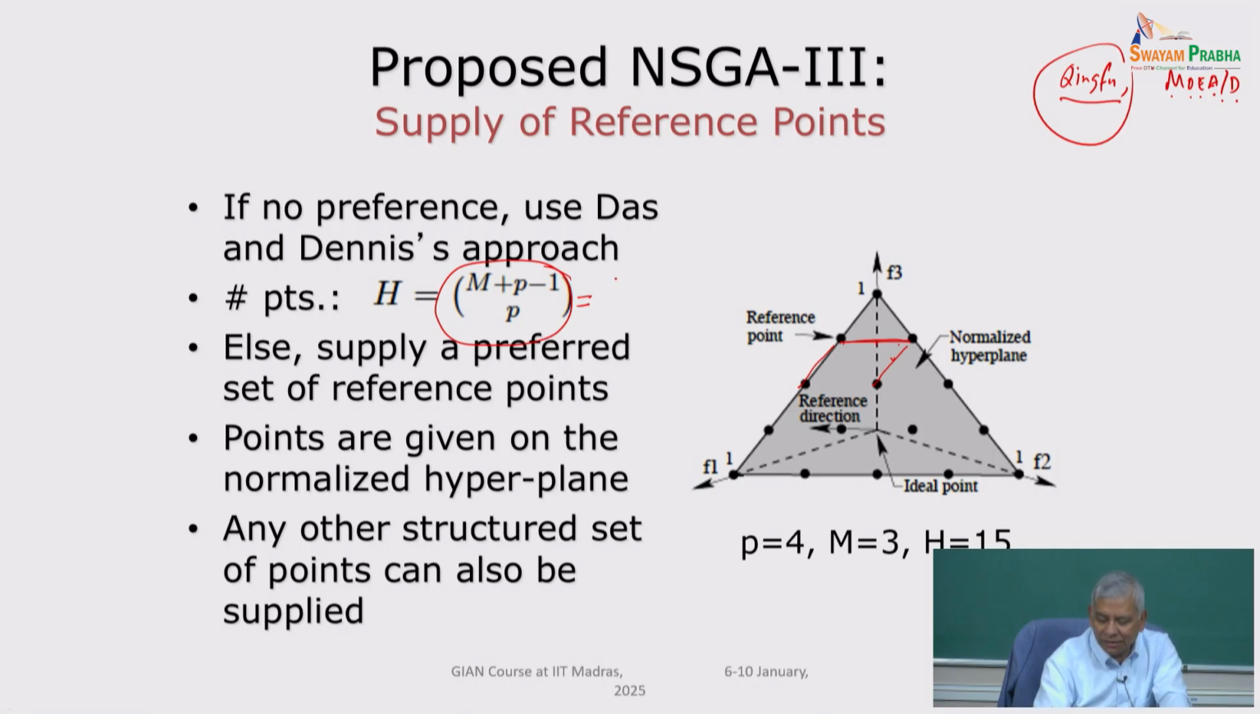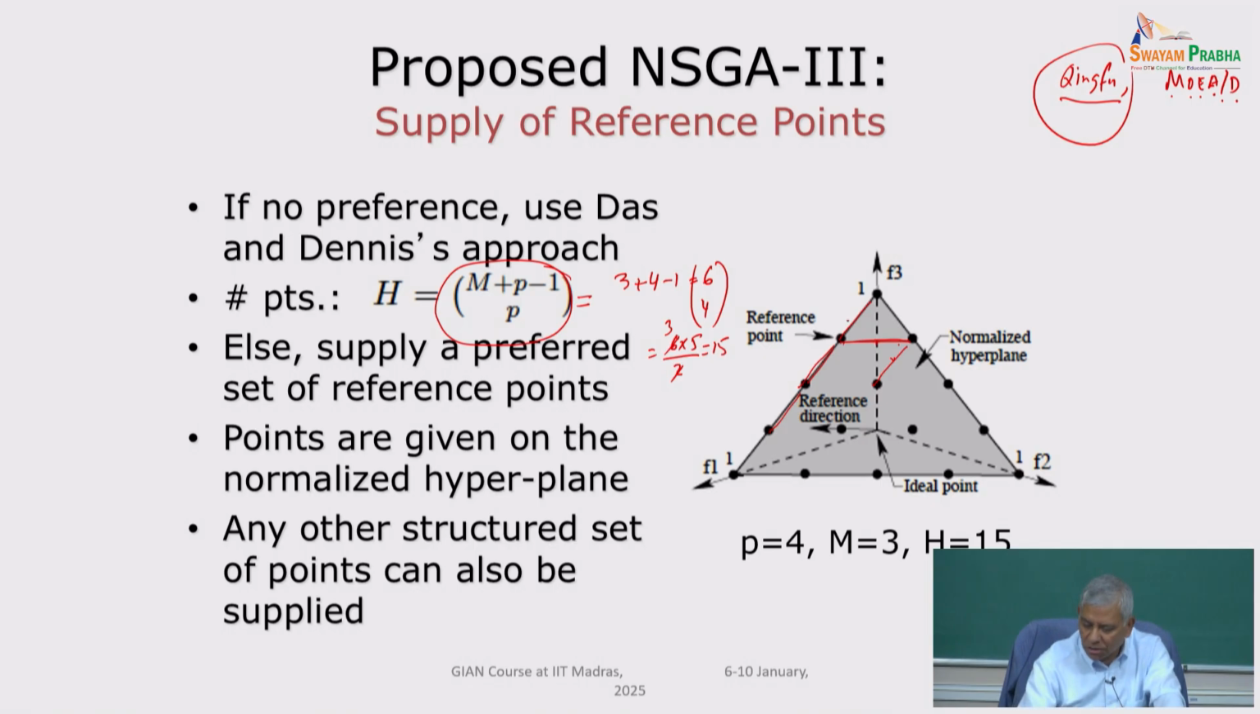So in this case, let's say 3 objectives, plus P is how many gaps you want. So here I have 4, right? So P is 4 minus 1. So this is equal to 6, choose P. P is again 4. So what is 6 choose 4? 6 times 5 by 2, 3, 15 points. So if you want 15 points uniformly distributed in this hyperplane, I can do it by the Das and Dennis method.